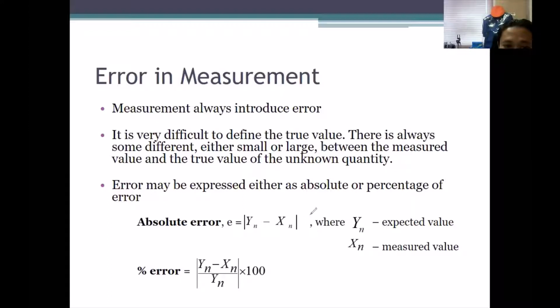And then we have to calculate the percentage of error. This is the formula for calculating the percentage of error: expected result minus measured value, then divide by the expected value, then multiply by 100.